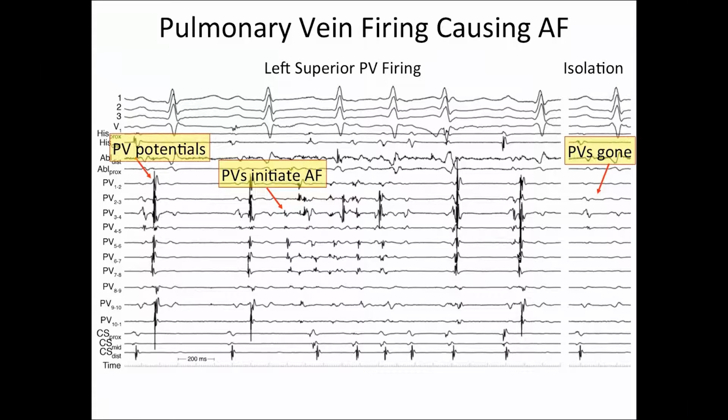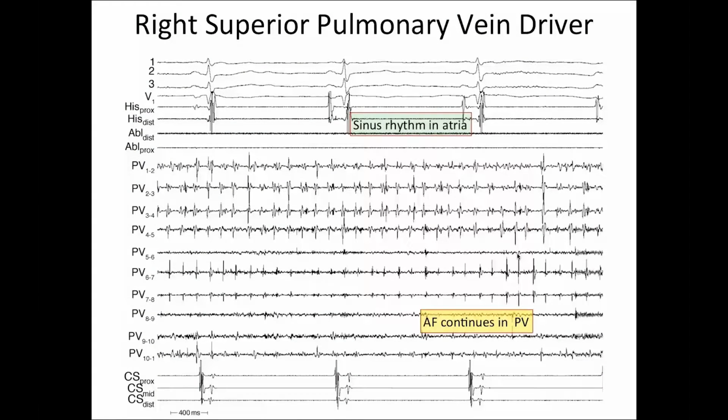We're all familiar with this, and we're all familiar with situations such as this, in which we have atrial fibrillation continuing on in an isolated vein segment while sinus rhythm is present in the rest of the atrium. In our experience, this is quite uncommon. This is a clear driver that is present, and as long as it is connected to the atrium, fibrillation is seen in the atrium, and when it's disconnected, fibrillation desists in the atrium while it perpetuates in the vein.